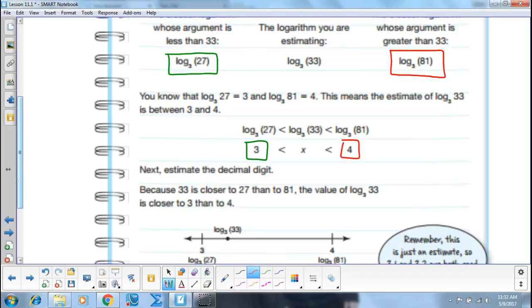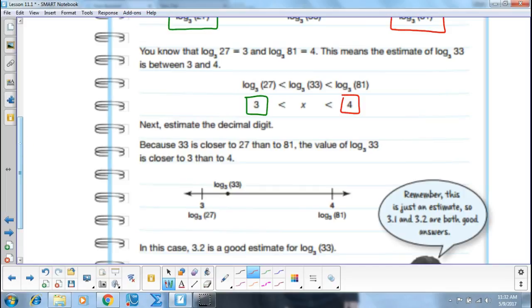Okay? So because 33 is closer to 27 than it is to 81, our value is going to be closer to 3 than it is to 4. So we'd pick somewhere probably in the 3.2, 3.3 range. Okay? Tomorrow, we'll utilize our calculators and we'll get exact values for log base 3 of 33. But today, we're just estimating. Okay?